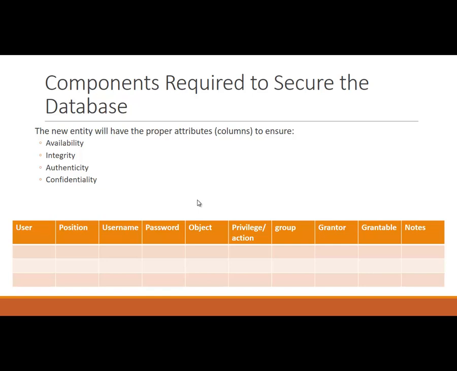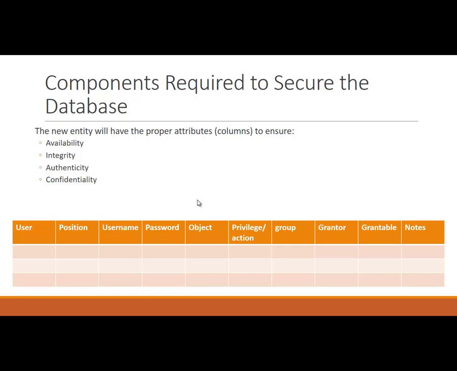We need the name of the person that is using the database. We need their position. With their position, we can assign different levels of access to the different objects within the database, so we can give them certain privileges and certain actions that they can do. Now, if we have lots of people that can do the same thing, then we can group them together and have the name of the group. And then we need to know who granted the privileges for those people and what is granted for them to do, and we can add some notes.